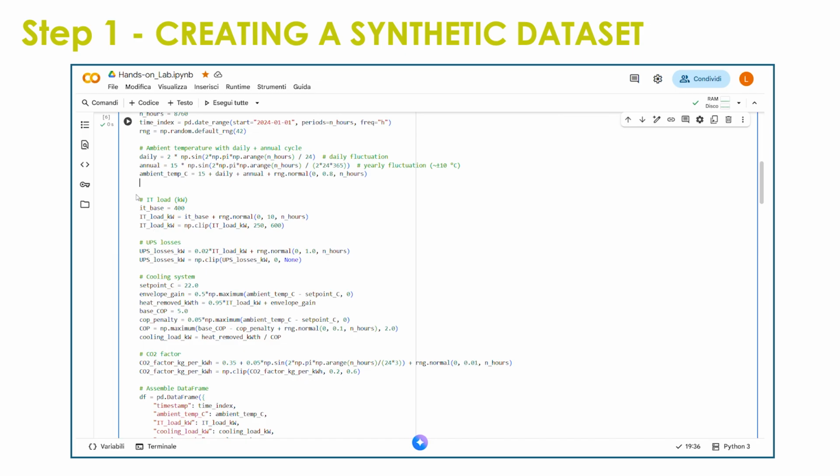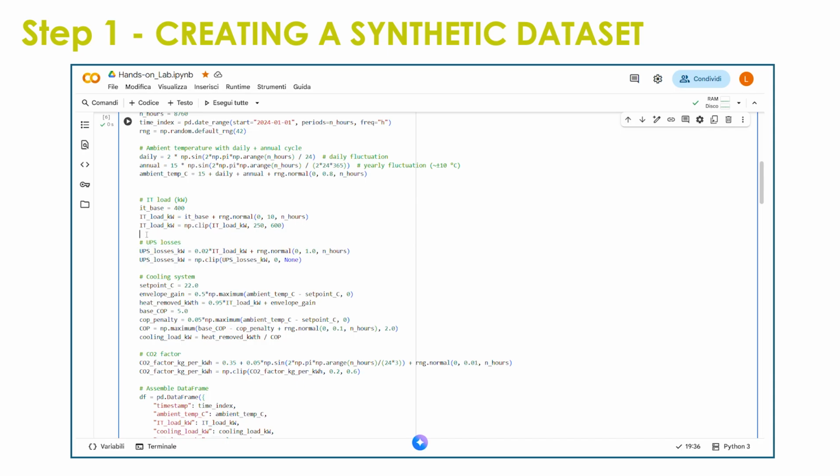The next variable that we want to simulate is the IT load. In this case, we suppose a baseline of 400 kilowatts, and to this we add some random noise, but we want to keep it constant to simulate that the workload of the IT servers is almost constant throughout the year. Finally, these values are clipped in order to avoid extreme values, so they are clipped between 250 and 600 kilowatts.